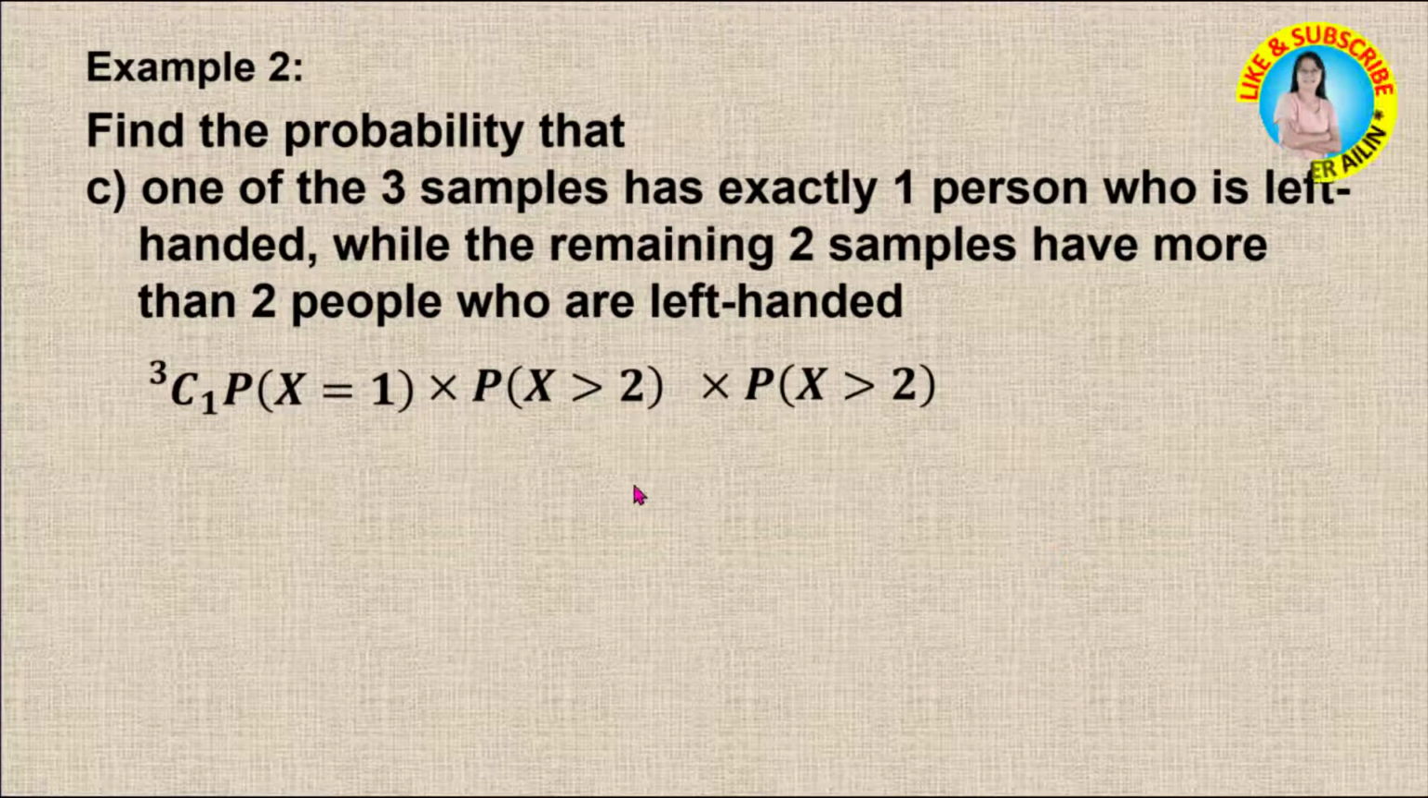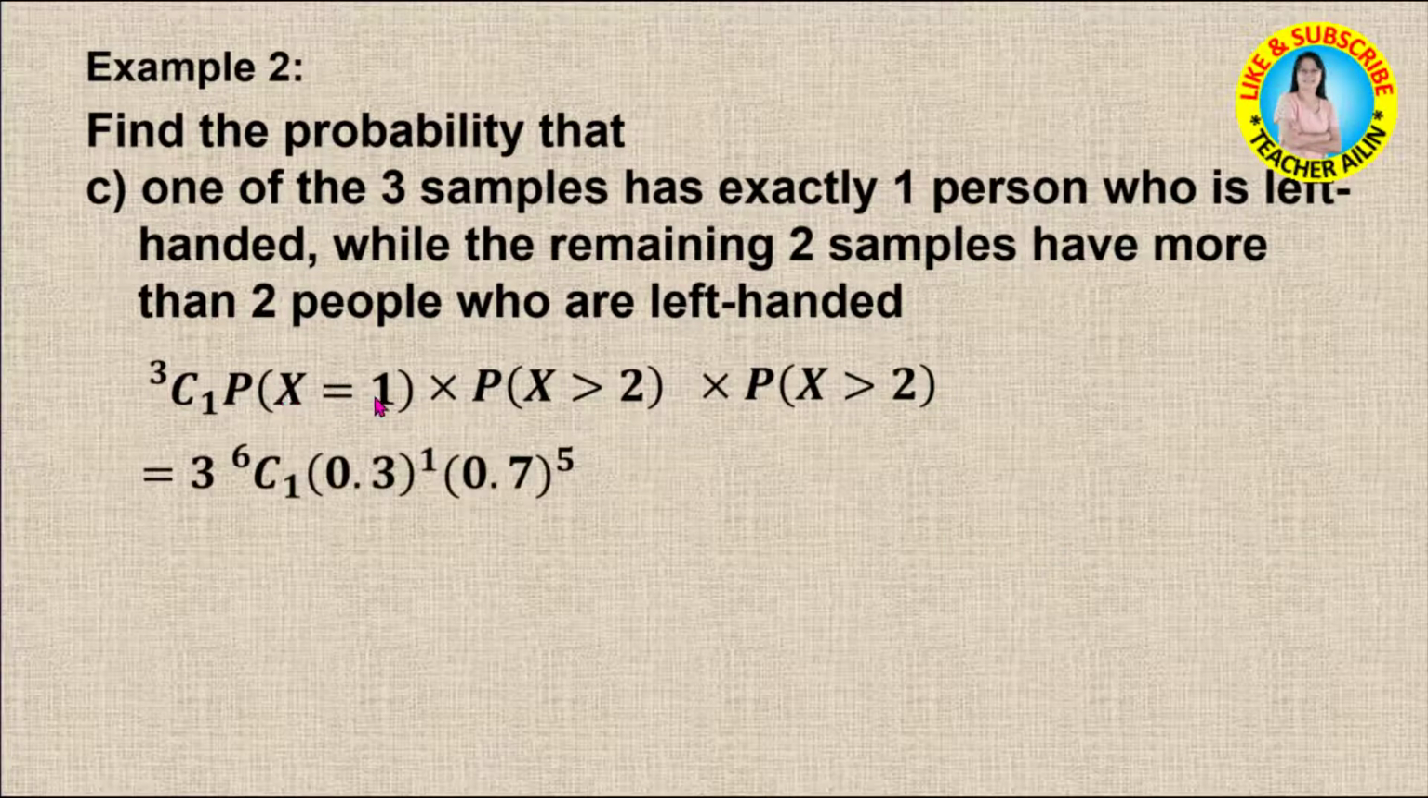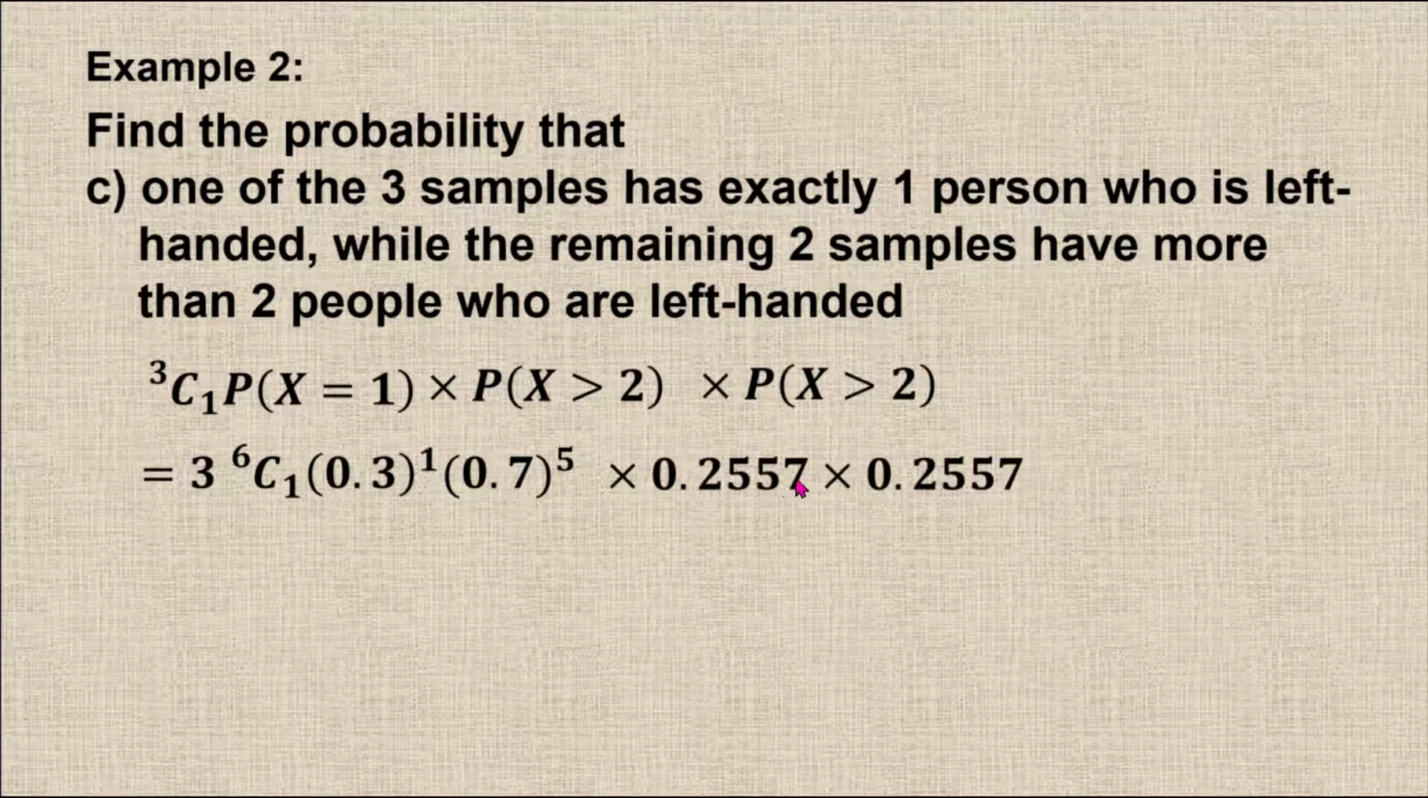The probability when x equals 1 can be calculated by using the binomial formula, and the probability when x greater than 2 can be taken from question A. After calculated, the answer is 0.0593.